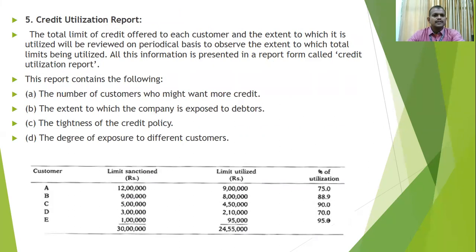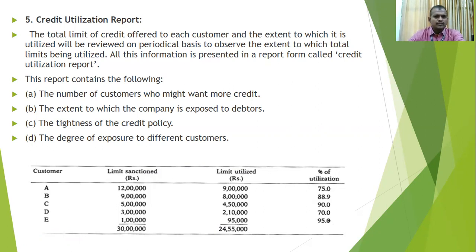Next one, credit utilization report. The total limit of credit offered to each customer and the extent to which it is utilized will be reviewed on a periodical basis to observe the extent to which total limits are being utilized. So all this information is presented in a report called the credit utilization report. This report contains the following.